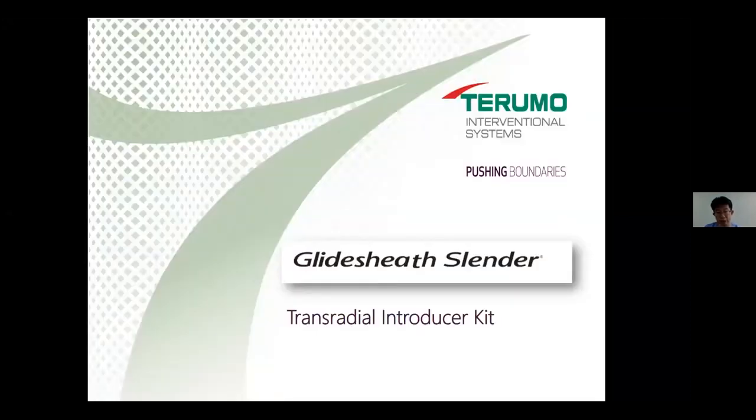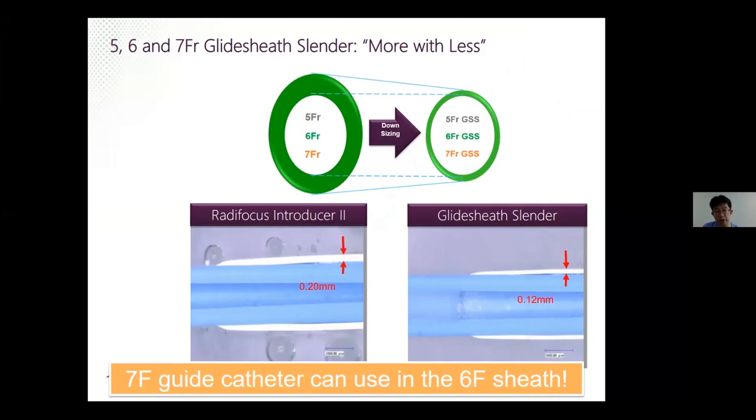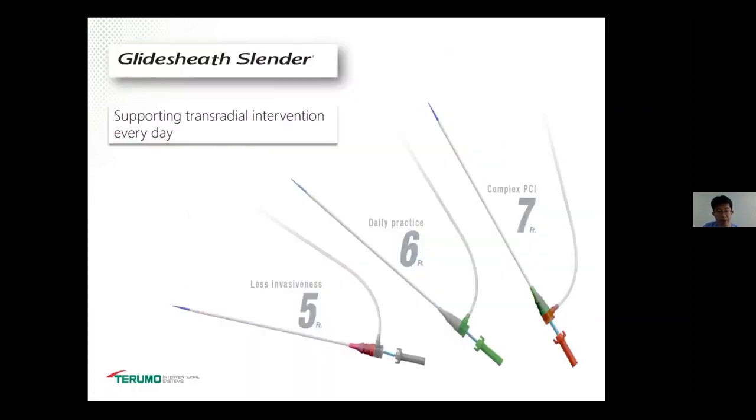However, Terumo sells the Glidesheath Slender catheter. This is a very useful catheter for TLI. More with less. For example, a 7 French guide catheter can be used in the 6 French Glidesheath. So for the radial artery, usually we use a 6 French sheath. A 6 French Glidesheath is available for the 7 French guide catheter. The Glidesheath Slender comes in 5 French, 6 French, and 3 types here.